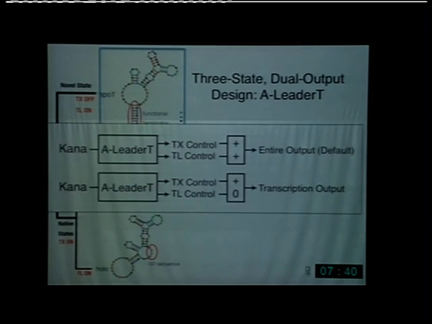So that it will have two different channel controls, and we can use different downstream elements to output different functions. Without any elements, the entire output is transcription plus translation, and with some special elements, for example, we stop the translation and start a new translation, it will be the transcription output.